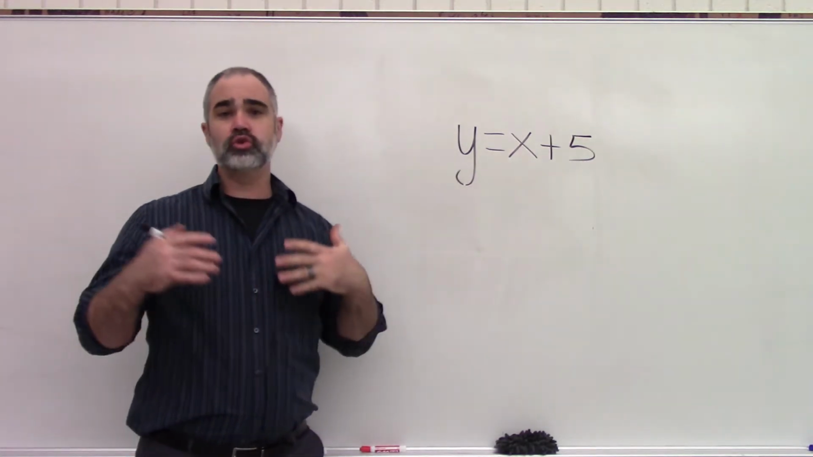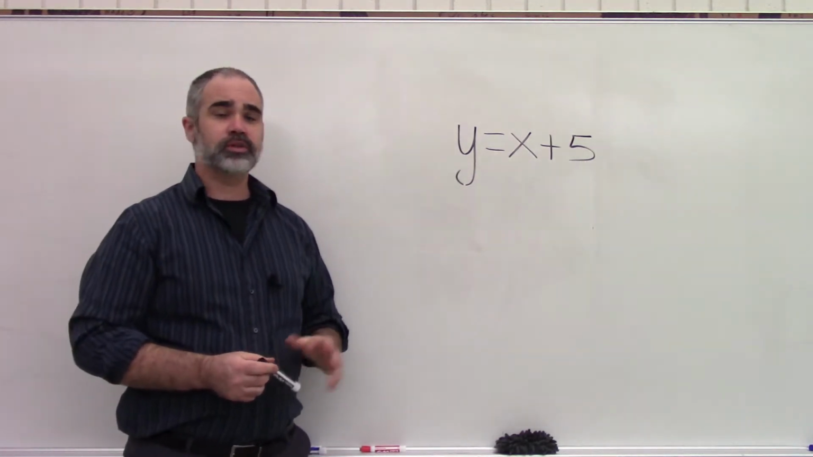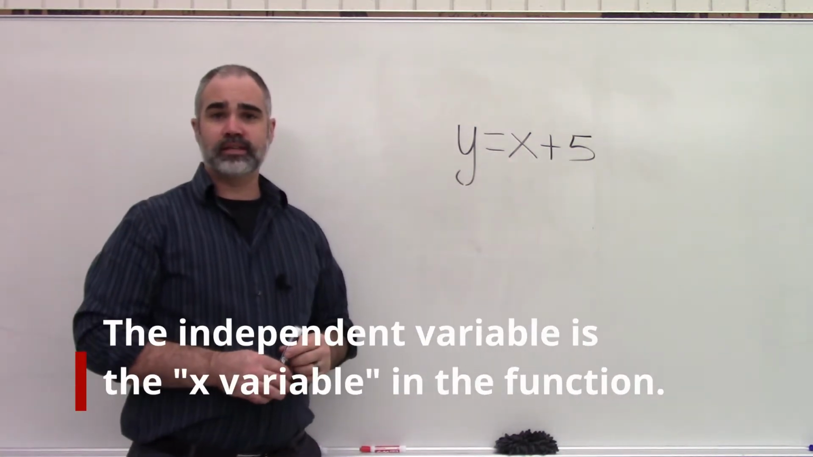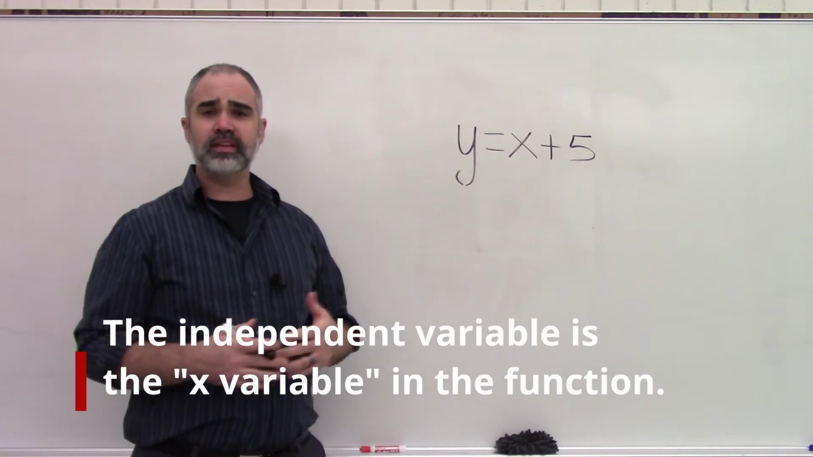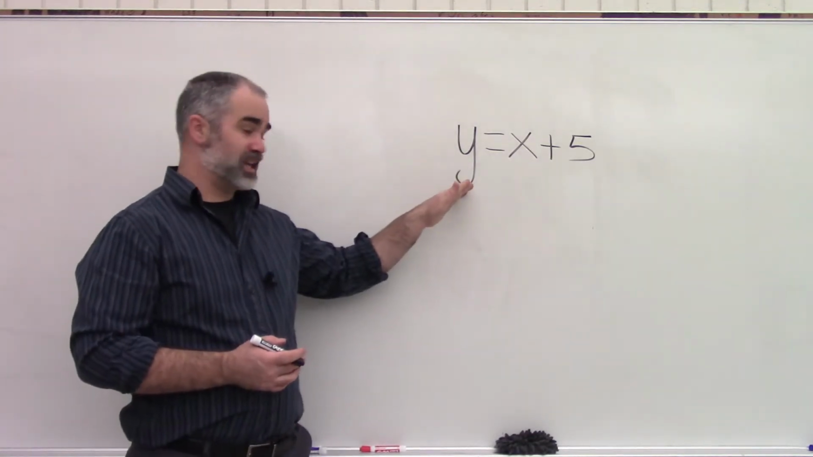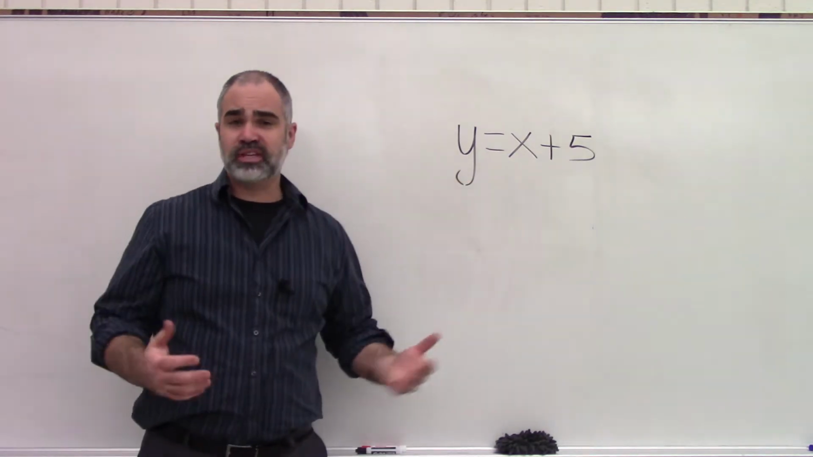So the way that we usually talk about this, we talk about x as our independent variable. The independent is the thing that makes the decisions in the relationship. Y is the dependent. So you can remember it this way.